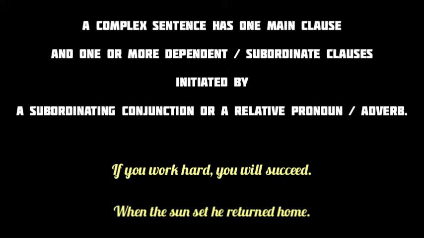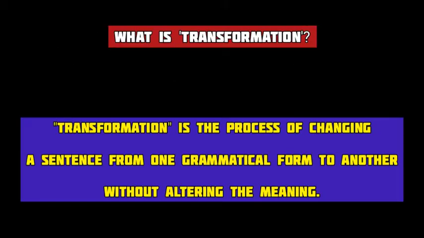Similarly, in the second complex sentence here, when the sun set is the subordinate clause and he returned home is the principal or main clause. But what is interchange or transformation of sentences in English grammar? Well, it is the process of changing a sentence from one grammatical form to another grammatical form without altering the meaning. So the meaning must not change in the process of transformation.